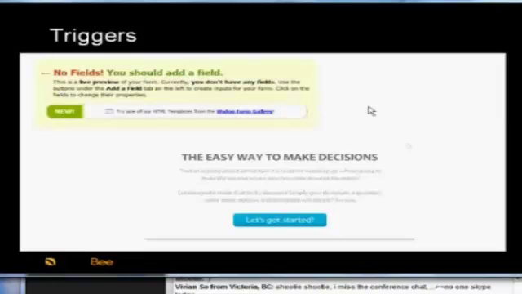This is a form builder from Wufoo that I showed you earlier. It says, you're almost done, but you didn't add fields. Stop. There's no field. Stop. You should add a field. You need to do this.